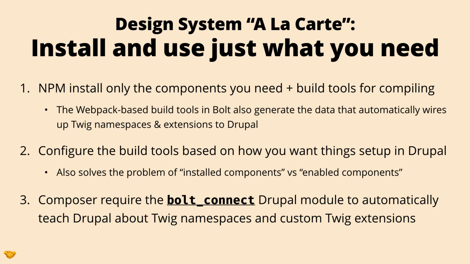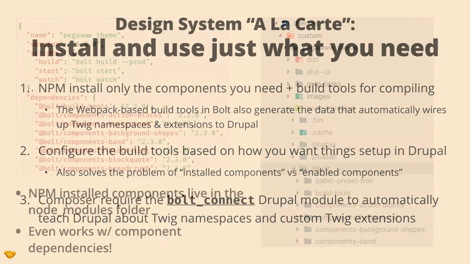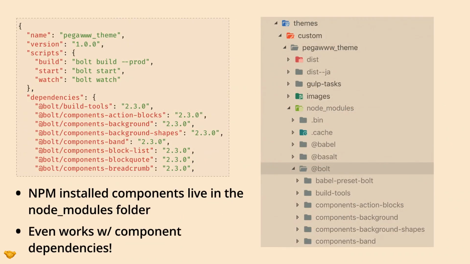And then we have this Bolt Connect module that we've published, which really just automates that piece. So rather than having to worry about Drupal installing the right Twig extensions that are shared and having to write out those Twig namespaces, we just wire that up automatically. So here's what this looks like. We have our package.json file with all the different components listed out, at what versions you want to pull them in and install them. Those get installed to the node modules folder directly within the Drupal theme.